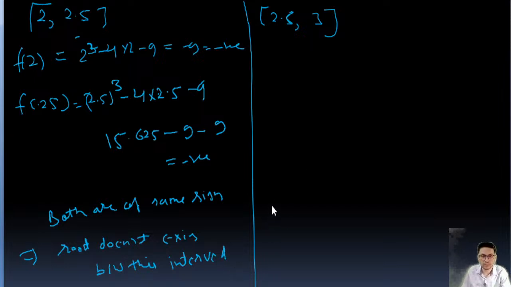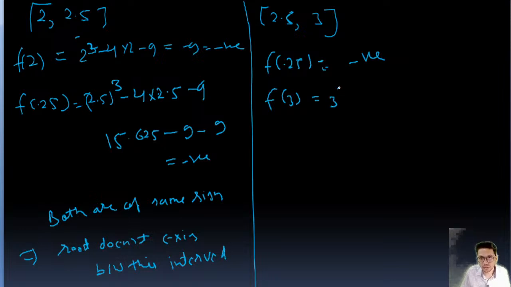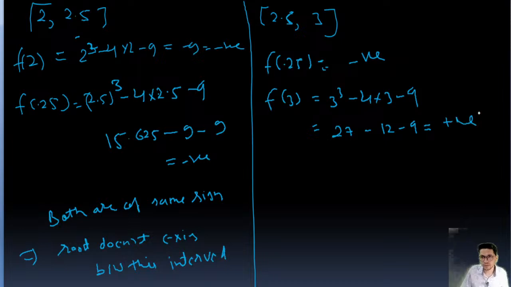Now we'll check this one. We'll check f(2.5). This is a negative value we have already got. Now we'll find f(3). f(3) is going to be 3 cube minus 4 into 3 minus 9, so this is going to be 27 minus 12 minus 9. So this is going to give a plus value, plus 6. So f(2.5) is negative and f(3) is positive. They are of opposite sign. It means the root is between these 2 points.